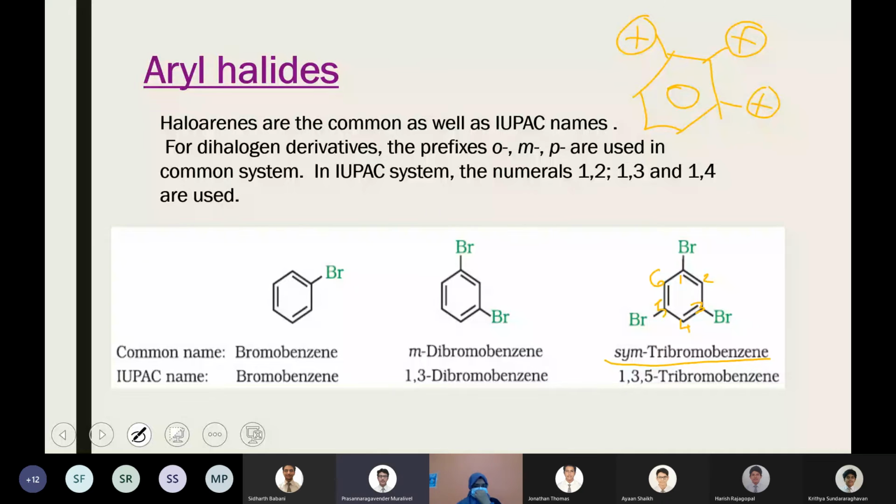You can have it, but there is no common name for that particular compound. Okay. Okay, ma'am. The reason is because they are not commonly available.